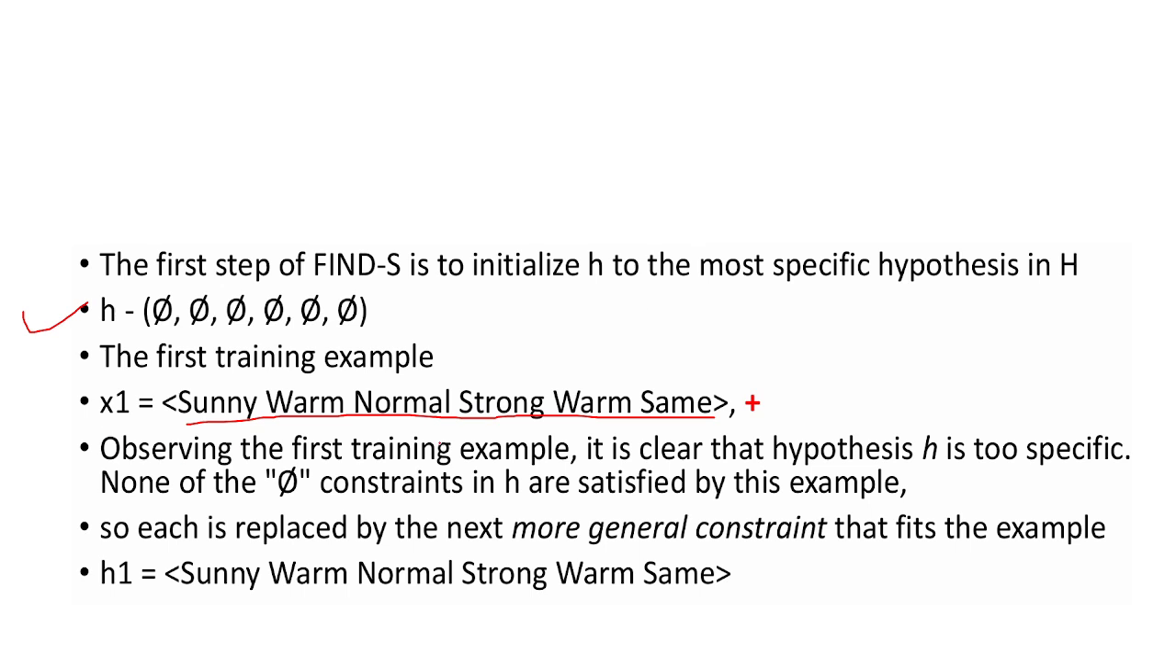So observing the first training example, it is clear that hypothesis H is too specific. We have started with 0. None of the constraints in H are satisfied by this example. So each is replaced by the next more general constraint. 0 has to be replaced by sunny. The second is also replaced by warm. Like that, you replace everything.